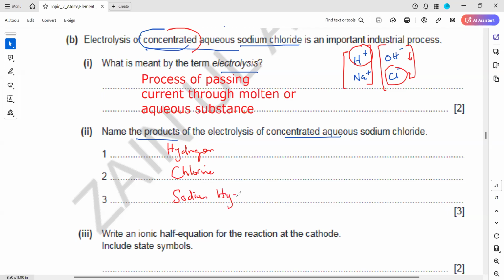Sir, if I just write NaOH, will the student lose the mark? Yes, you have to write sodium hydroxide. If you write NaOH, you will lose the mark. If you write Cl2, you will lose the mark, because the question says name the product, not write the formula. Some teachers will give marks, but this is just advice.